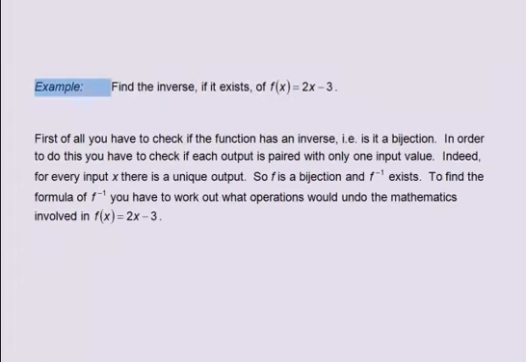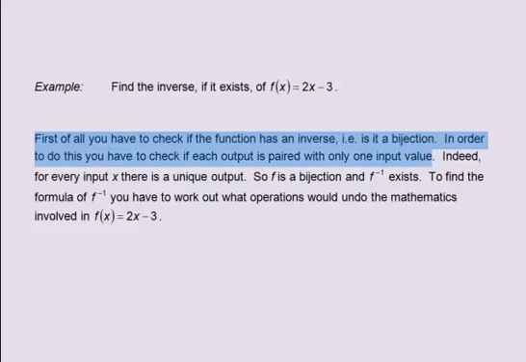Example: find the inverse, if it exists, of f of x equals 2x minus 3. First of all, you have to check if the function has an inverse, that is, is it a bijection? In order to do this, you have to check if each output is paired with only one input value. Indeed, for every input x there is a unique output, so f is a bijection and f minus 1 exists.